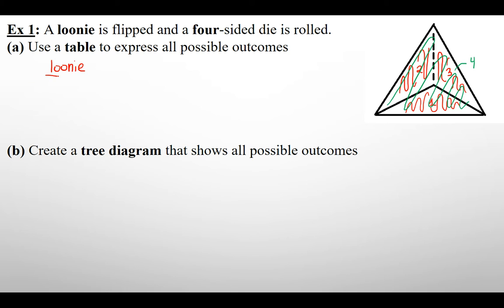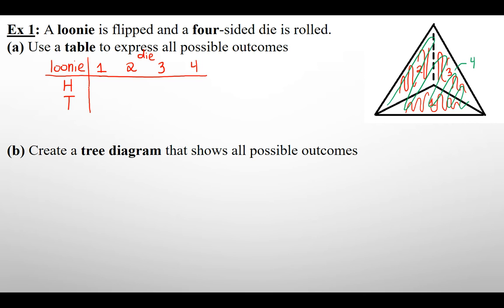And for a loonie, make a little table. Let's draw some grid lines, I suppose. For a loonie, you have two possible outcomes. Either you can flip heads or you can flip tails, one or the other. Now, up here, I'm going to write down die. And for the die, it's a four-sided die. You have four possible outcomes. You either have a 1, you have a 2, you have a 3, or you have a 4. Okay, those are my 4 possible outcomes.